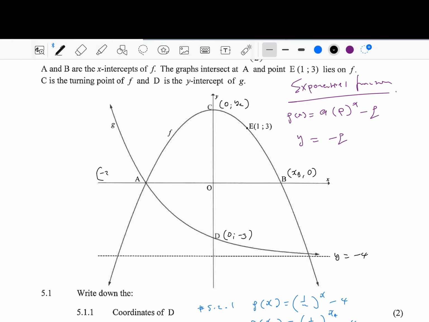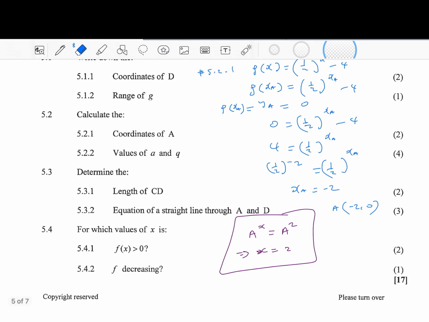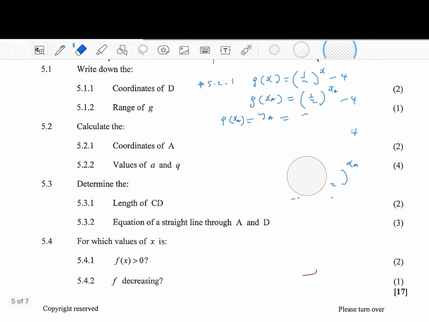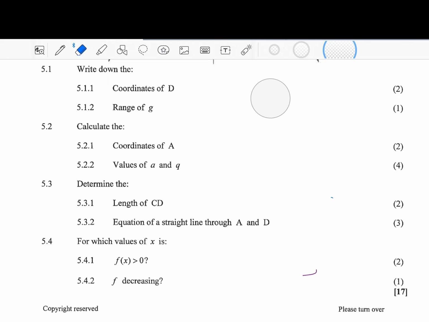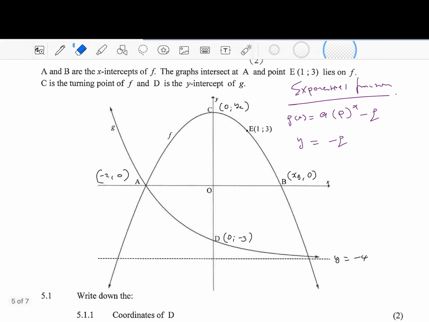So you have negative 2 and 0. All right, great. We're moving. So now let's find the values of a and q.